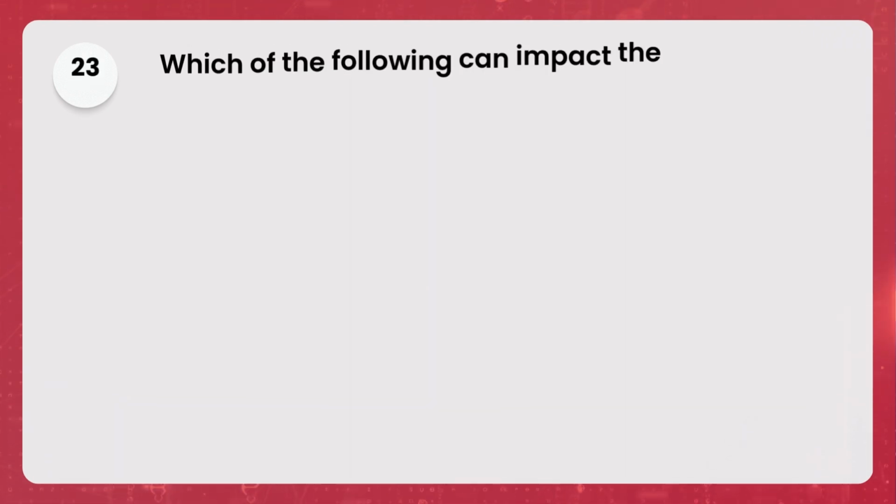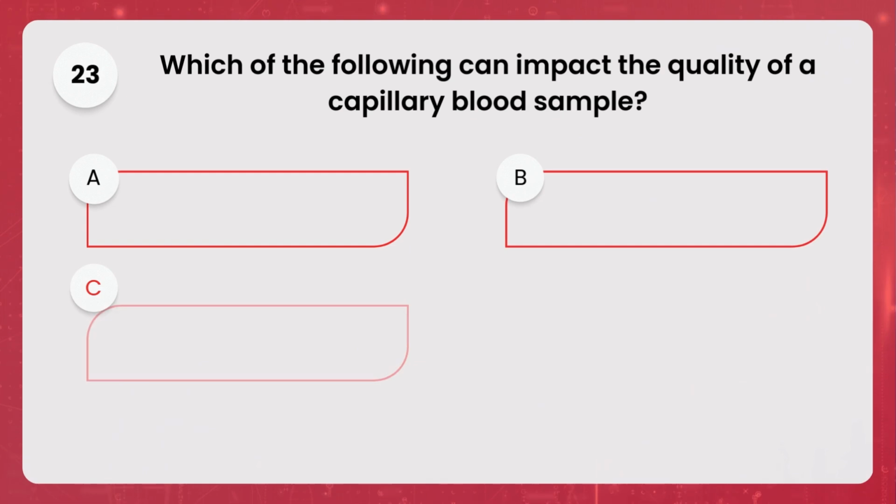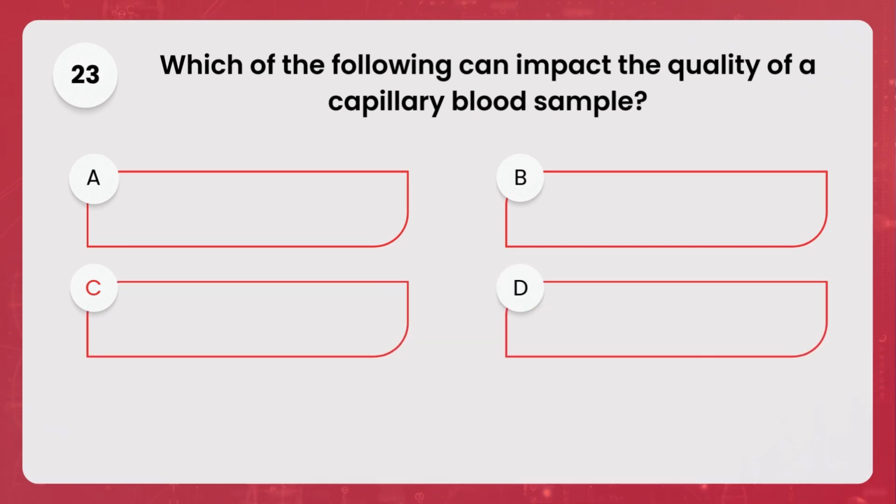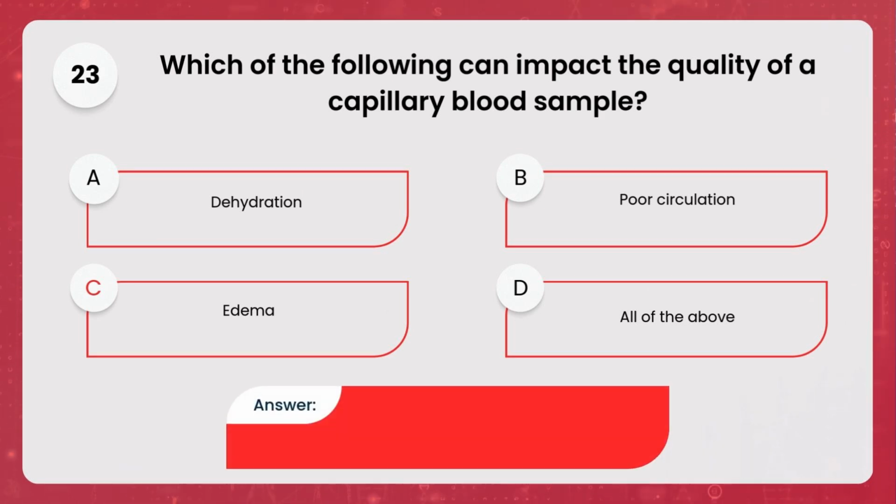Number 23. Which of the following can impact the quality of a capillary blood sample? A, dehydration, B, poor circulation, C, edema, or D, all of the above? The answer is D, all of the above.